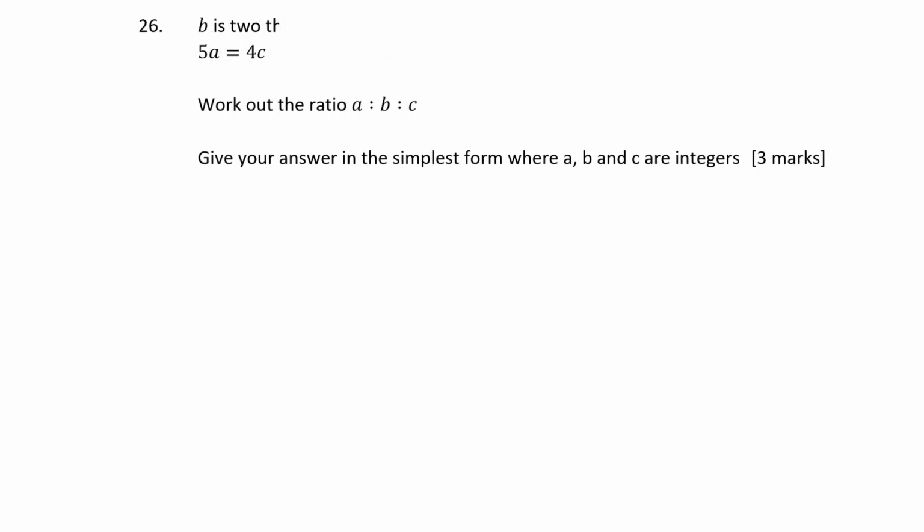Question 26. b is 2/3 of c. 5a is 4c. Work out the ratio of a to b to c. Give your answer in its simplest form where a, b, and c are all integers.